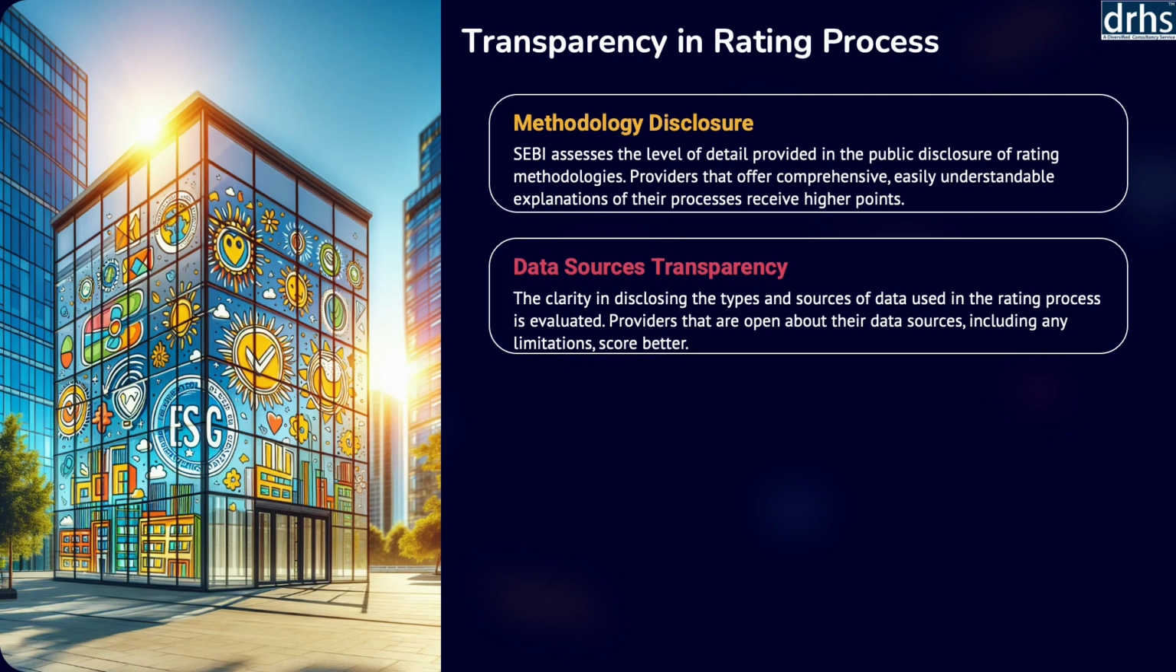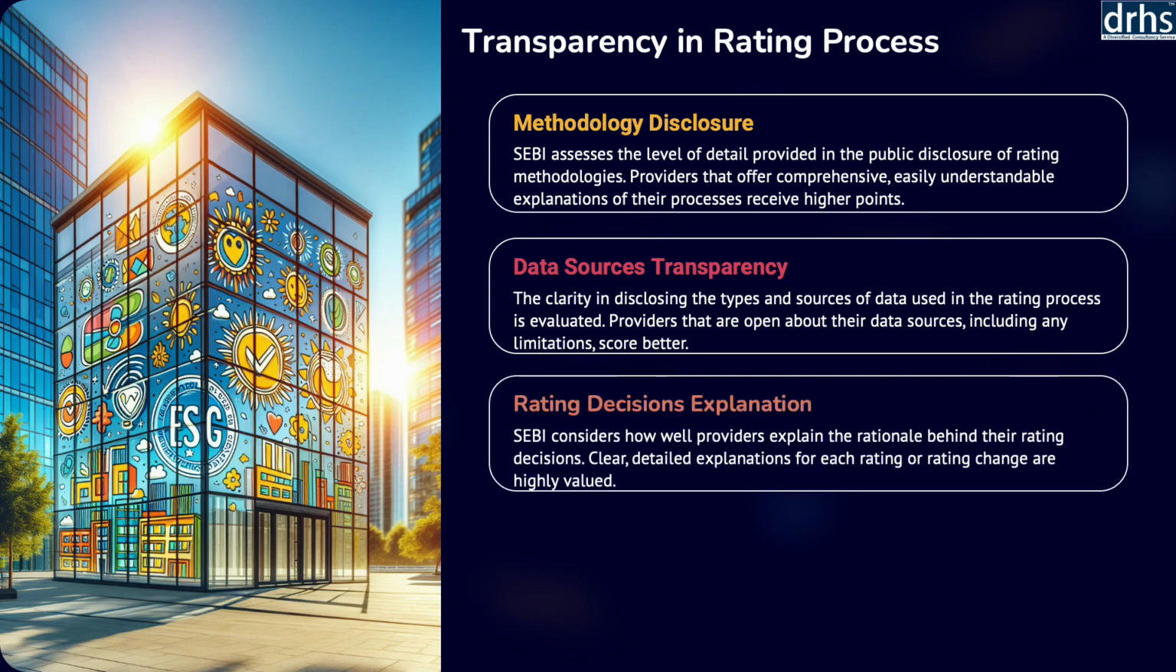The next is related to the rating decision explanation. Rating providers must offer clear explanation for their rating decisions: provide detailed rationales for assigned ratings, explain significant changes in the rating over time, highlight key factors that influence the rating decision, discuss how specific ESG issues impacted the overall rating, offer comparison to industry peers where relevant, explain any deviation from standard methodology in special cases, and provide context on how company-specific events affected the rating. This explanation helps stakeholders understand the nuance behind each rating and make informed decisions based on the rating.